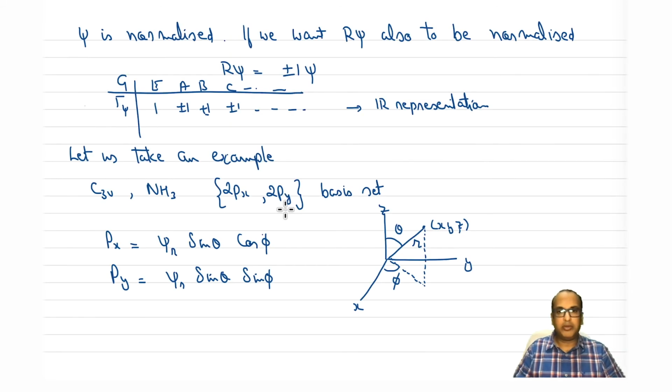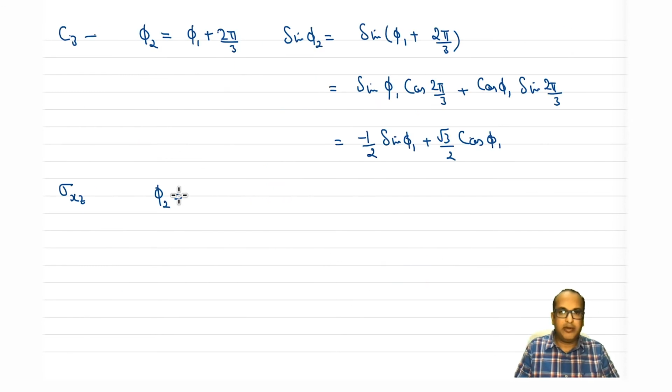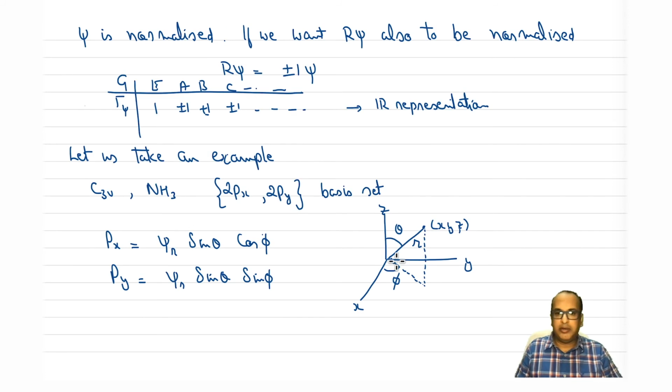Now let's calculate under sigma xz what happens to phi 2. Okay, let's go back to the coordinate system. So if we are having sigma xz, phi will be reflected to minus phi, right? So that means I can say that phi 2 is equal to minus phi 1. My new phi will be somewhere around here, right? So this will be a negative angle. So that's why you have phi 2 is equal to negative of phi 1.